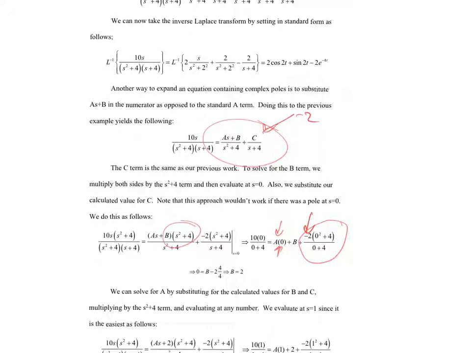So the first case we solve for is B equal to 2, because we want to get rid of the A term. So multiply both sides by whatever is under the s squared plus 4 and evaluate it at s equals 0. You multiply that 0 term, and all you're left with is B at that point. To solve for A, once I have As over s squared plus 4, this is B now. We have 2 minus 2 over s plus 4.